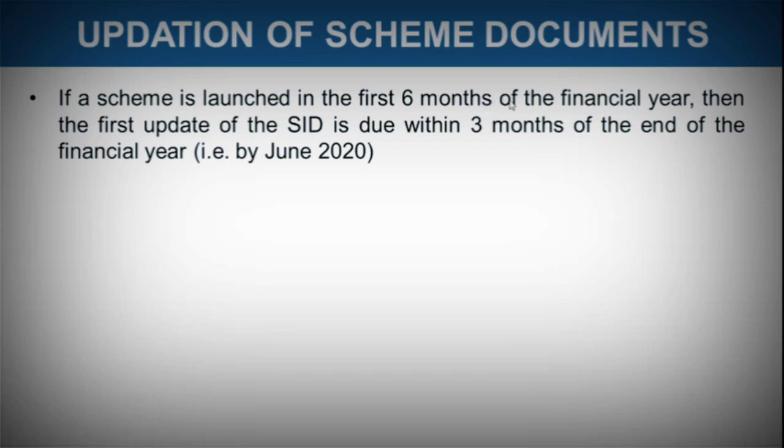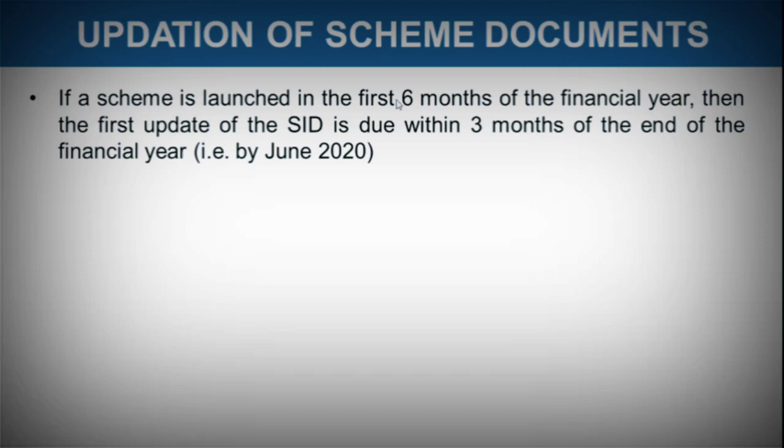If a scheme is launched in that period, then the first updation of the SID, that is the scheme information document, should be within 3 months of the end of the financial year. So the financial year will be ending on, for example, if the financial year was for 2019, it will end on March 31st, 2020. And it would be due within 3 months. So from March, April, May, June 2020 maximum, it is the time by which the updation of the SID should be done. Okay, so you get an idea about it.